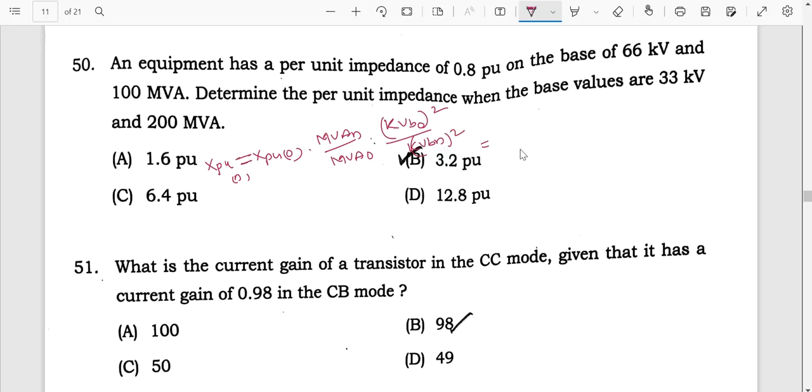So from this, 0.8, MVA new is what? 200. Old MVA is 100, into kV base old 66 square divided by kV base new 33 square. So answer is 6.4 per unit. So 0.8 into 8 you will get here. It is 6.4 per unit is the answer. Okay, some of the institutes have given 3.2. This is a wrong answer. Next one.